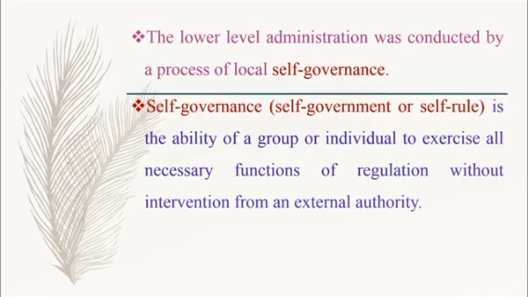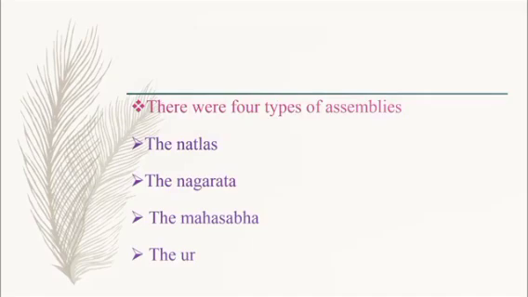So, what is meant by self-governance? Self-governance is also known as self-government or self-rule. It is the ability of a group or individual to exercise all necessary functions of regulation without intervention from an external authority. There were 4 types of assemblies: the Natlas, the Nagarata, the Mahasabha and the Ur.